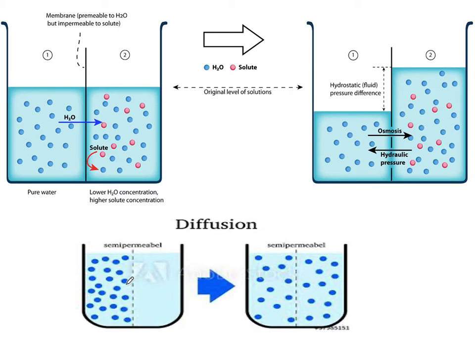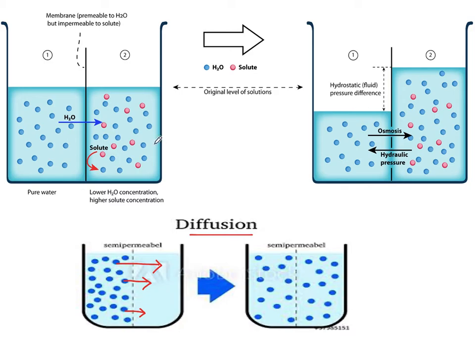So what will happen in diffusion? These particles will start moving from here to here, that is, from higher concentration to lower concentration. Till what time will they keep moving? Till equilibrium is reached. That means the solute particles are almost equally distributed on both sides. This is simple diffusion. Alright.